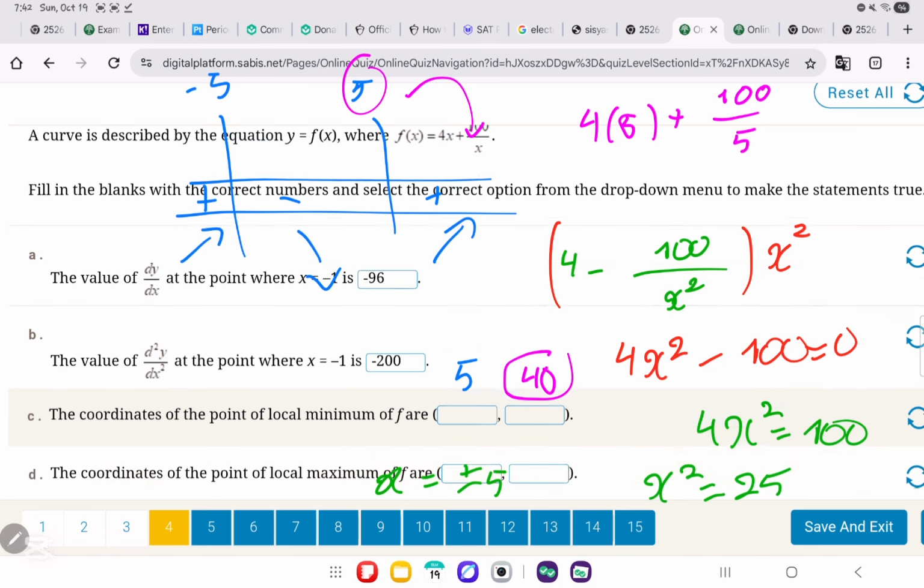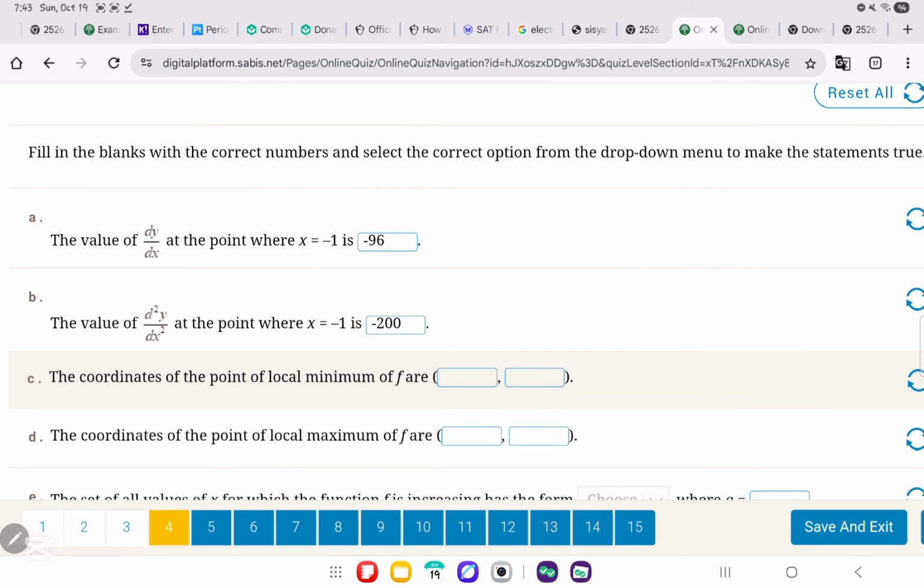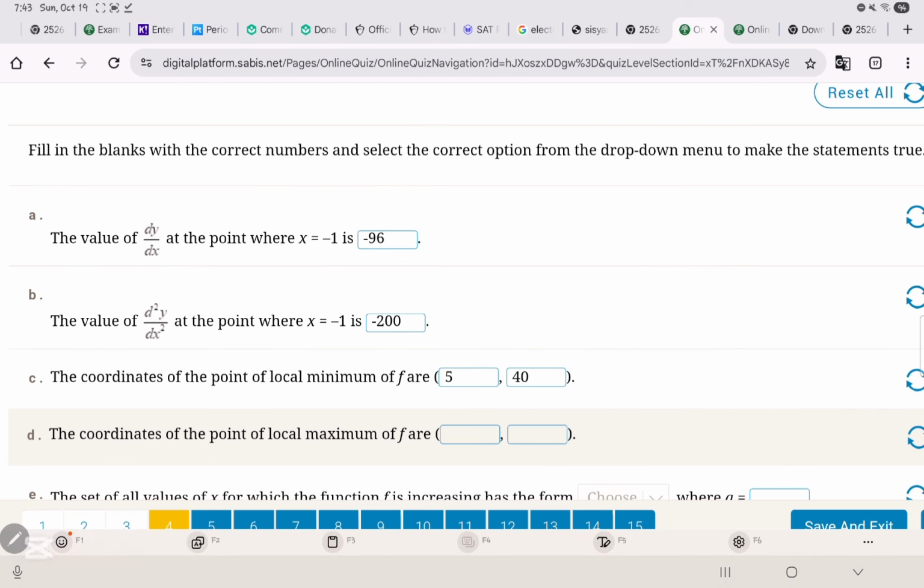And that means we have a local maximum at this point, which is minus 5. And how do we find the y? You just substitute minus 5 in the equation. So it will be 4 times minus 5 plus 100 over minus 5. So what's that going to be? That's going to be minus 40. So very simply, the local minimum is (5, 40) and the local maximum is (minus 5, minus 40).